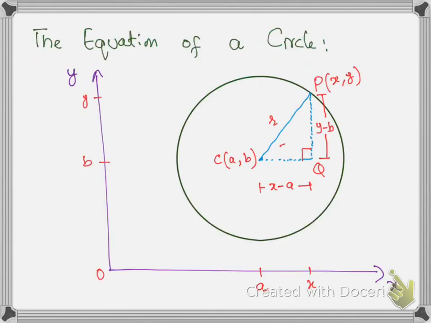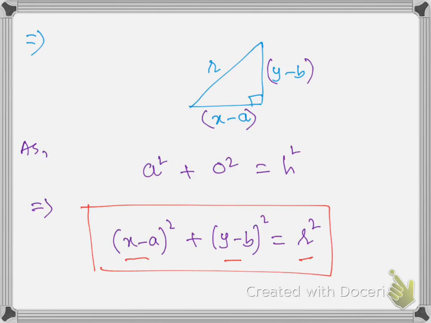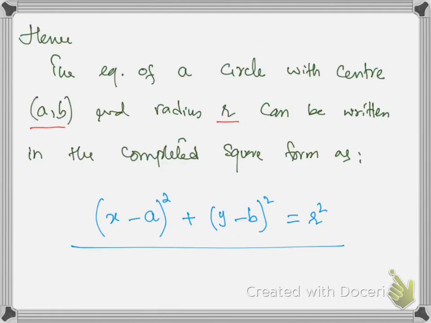Let me clear this. Since this number is a and this number is x, this horizontal distance is x - a. Since this is b and this is y, this vertical distance is y - b. Therefore we have y - b here and x - a here. By using Pythagoras in this triangle, we have this equation. This is the equation of a circle with center (a, b) and radius r, written in the completed square form.